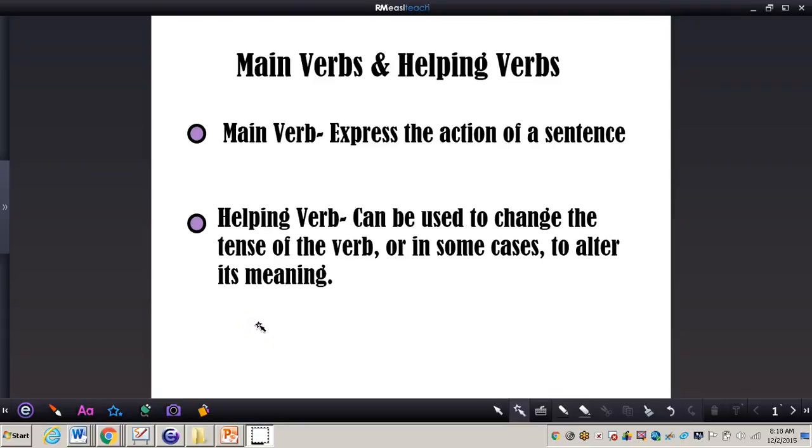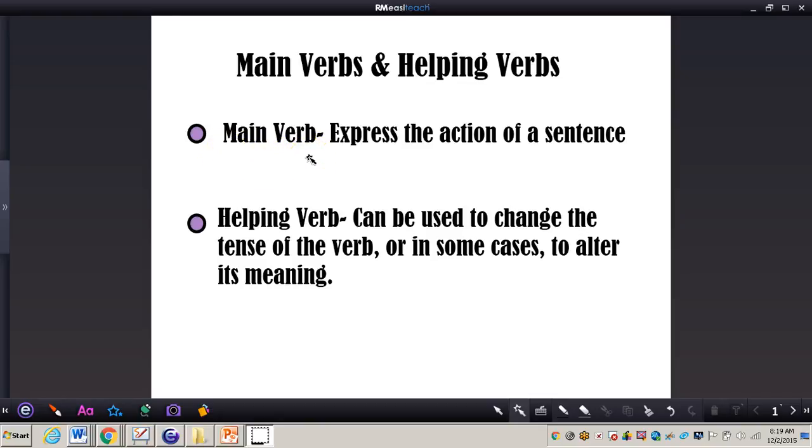In this video, we're going to be taking a look at a review of main verbs and helping verbs. And what I want you to do is get out your writing journal to take notes and also your practice companion book. So the first thing we want to take a look at as far as reviewing, what is a main verb? We know that the main verb expresses the action of a sentence. I want you to write this down in your notes. So the main verb will always show an action.